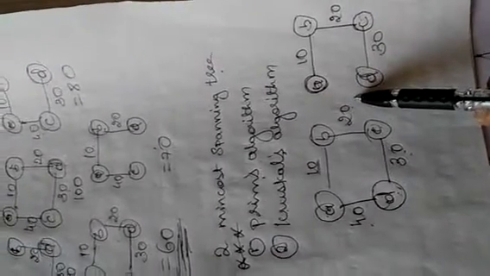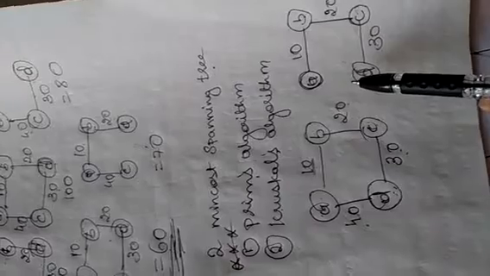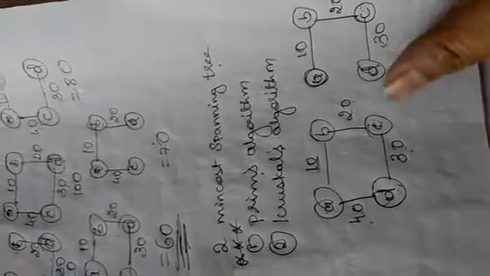Like that you have to just mark all the nodes as visited. If all the nodes are marked visited, then only you'll get the minimum spanning tree. Now we'll go for Prim's algorithm. For Prim's algorithm, I'll just give you the algorithm.